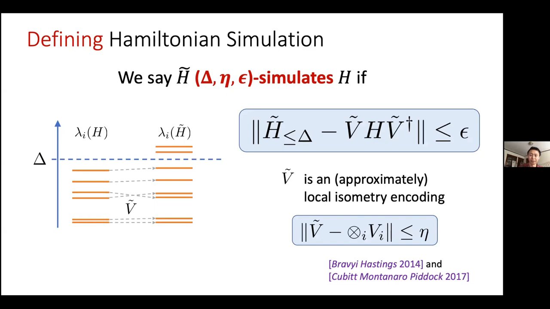More precisely, the new Hamiltonian H tilde, when you restrict it to the eigenstates below the cutoff, has to be epsilon close to the encoded original Hamiltonian in operator norm. Furthermore, we want the encoding to be approximately local, in the sense that you can roughly decompose it into isometries that act independently on the different particles of the original system. That's important because we want to preserve the locality of observables and also the locality of noise processes, so that the analog simulation is robust.